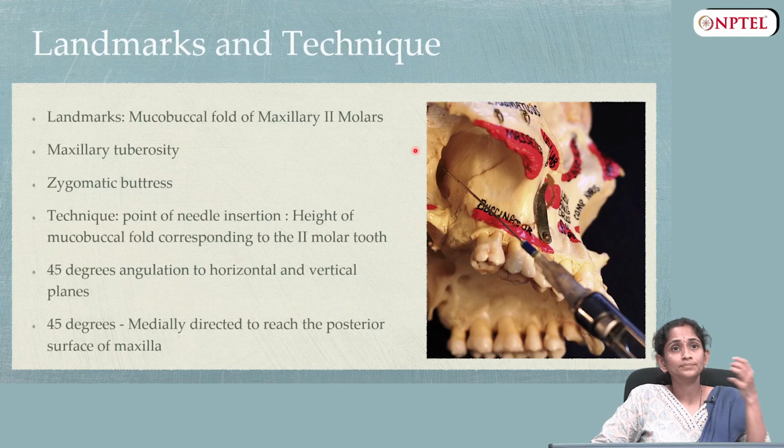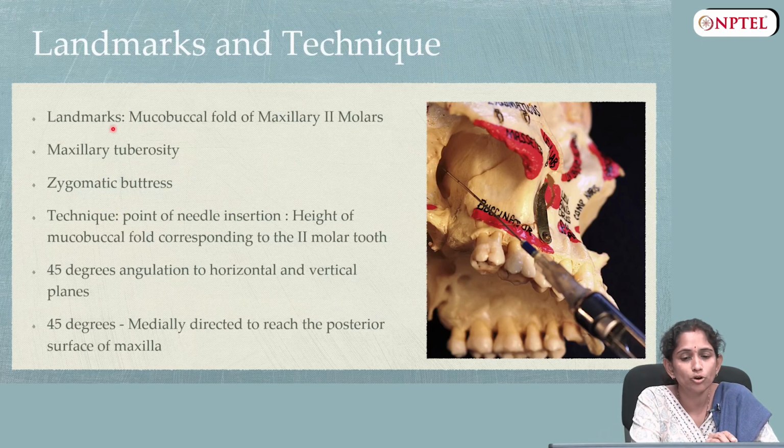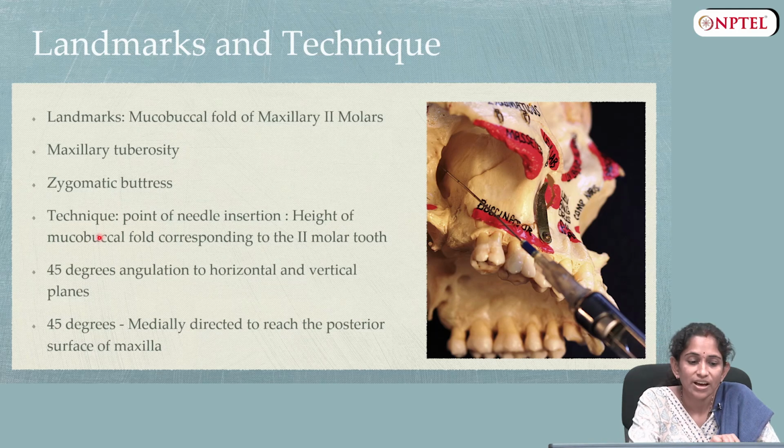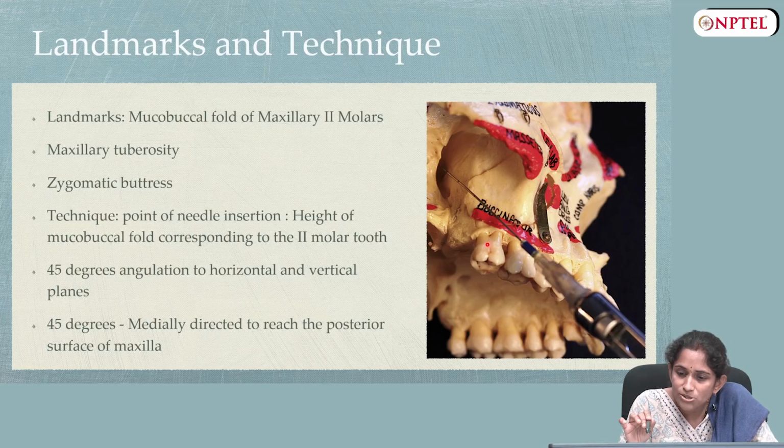So, to look at it again, what are the landmarks? The mucobuccal fold of the maxillary second molar, the maxillary tuberosity, and the zygomatic buttress. You have to always be posterior to the zygomatic buttress. The buttress comes in the region of the first molar. So we have to be posterior to the zygomatic buttress and anterior to the tuberosity, in the region of the second molar tooth. Where is the point of insertion of the needle? The height of the mucobuccal fold in the region of the second molar. What is the angulation? You angulate the needle at 45 degrees to the vertical, horizontal and also directly medially.